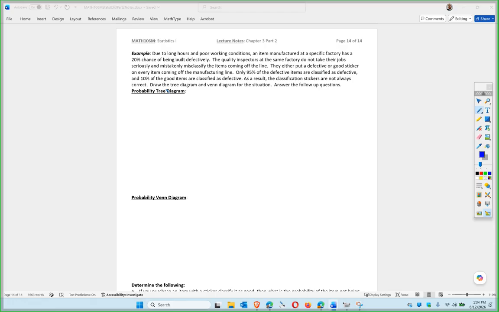But not always, because 95% of defective items are classified as defective, and 10% of the good items are classified as defective. So that's not good. That means we have some mistakes here, correct? So I can do the probability of not defective, right? And I can go the other way and do the probability of defective, because they're either going to be manufactured good or not, right?